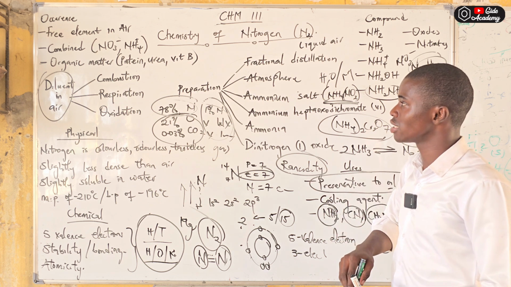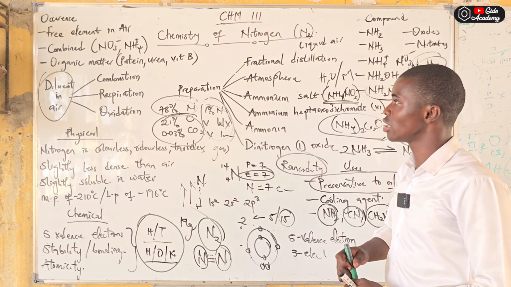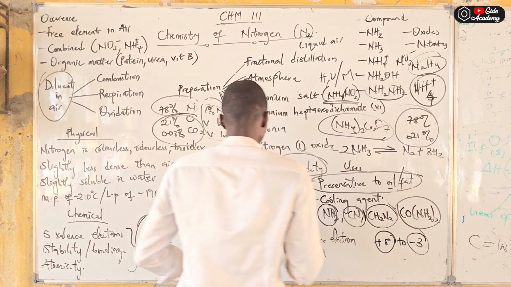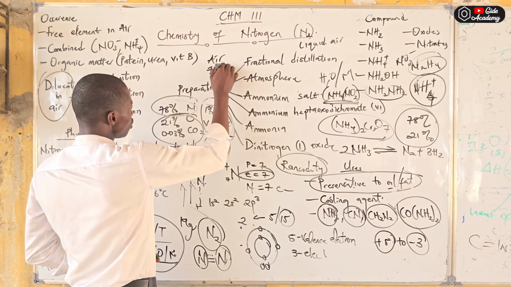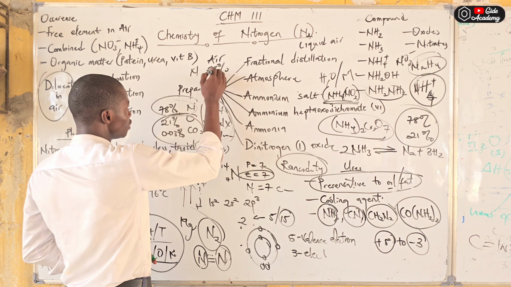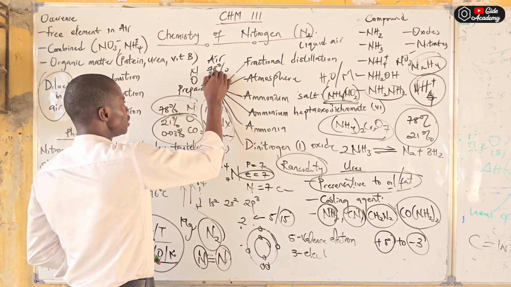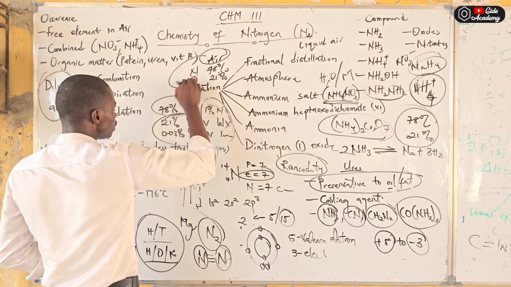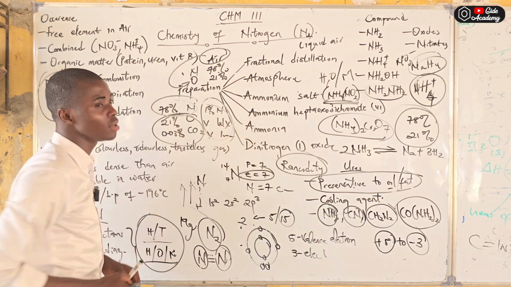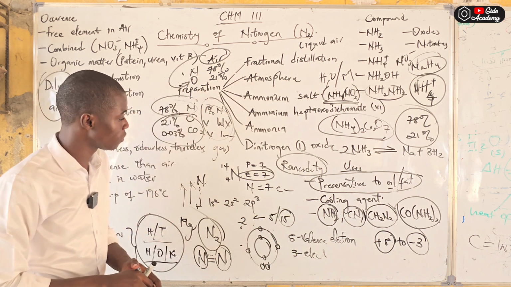I want to ask you a question. Please, if you know the answer, drop it in the comment section. We believe that air is a mixture of gases, and like I said earlier, the percentage composition of nitrogen in air is 78, and the percentage composition of oxygen is 21. So why is it that if we mention the word air, oxygen always comes to our mind, not nitrogen? Please drop the answer in the comment section.